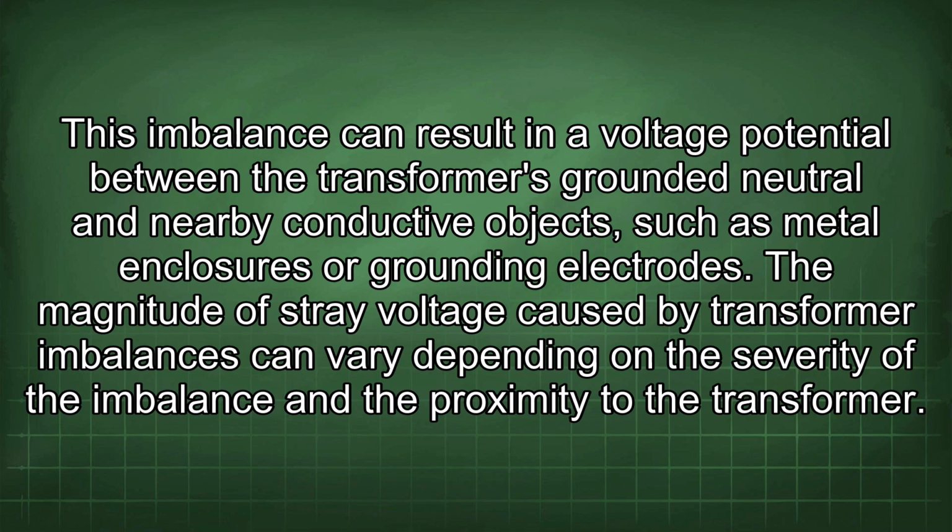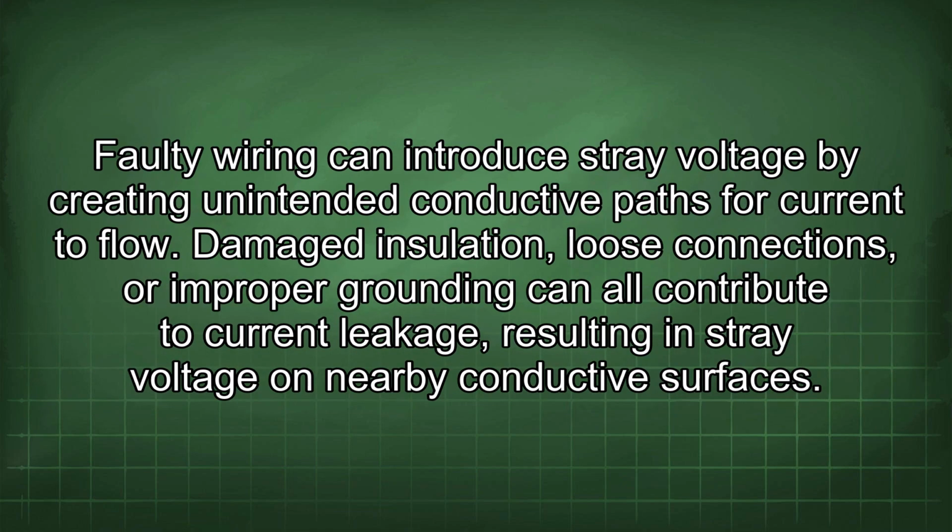proximity to the transformer. Faulty wiring can introduce stray voltage by creating unintended conductive paths for current to flow. Damaged insulation, loose connections, or improper grounding can all contribute to current leakage, resulting in stray voltage on nearby conductive surfaces.